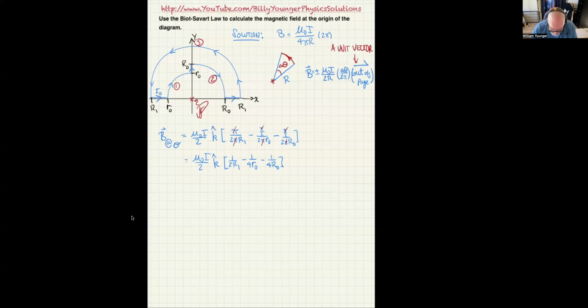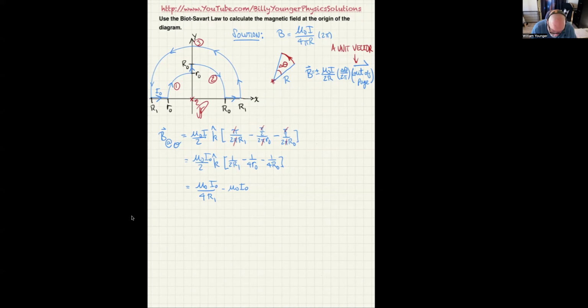If we wish to make it a little more neat, we could possibly distribute through everything. I think that doesn't necessarily make it any neater, but just for completeness, let me go ahead and do that. Now I'm going to distribute everything. What I'm going to get is mu 0 I over 4 capital R1 minus mu 0 I. By the way, actually I should be calling this I0 because that's what I called it in the diagram, so it wouldn't hurt to put that I0 there and that I0 there.